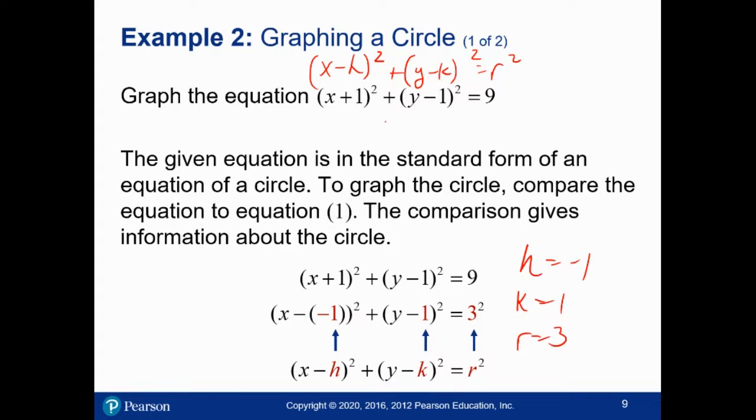A lot of people get that this looks like x minus -1, and this looks like y minus 1, but then they make a mistake of saying the radius is 9. In standard form, remember that the other side is the radius squared. So if r squared is 9, then the radius is 3.